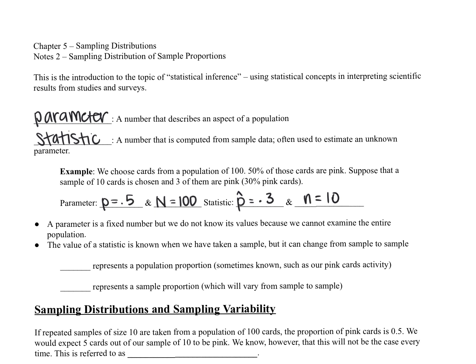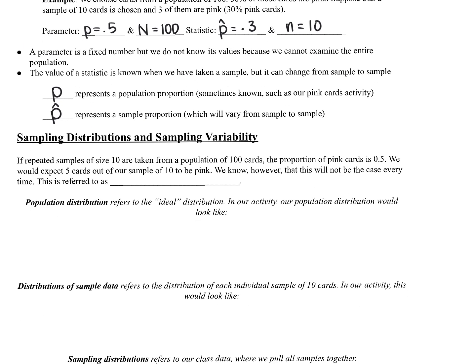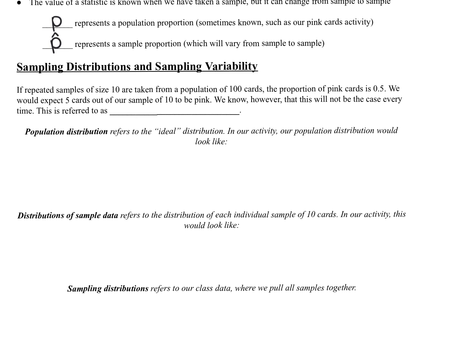So as we previously stated, we use a lowercase p to represent a population proportion. Sometimes known, most times not. And then p hat represents our sample proportion, which varies from sample to sample. So going back to that example with the pink cards, if you were to take repeated samples of size 10, the proportion of pink cards should be close to 0.5. So we would expect 5 cards out of the sample of 10 to be pink, but it's not going to be the case every time, and that's referred to as sampling variability.